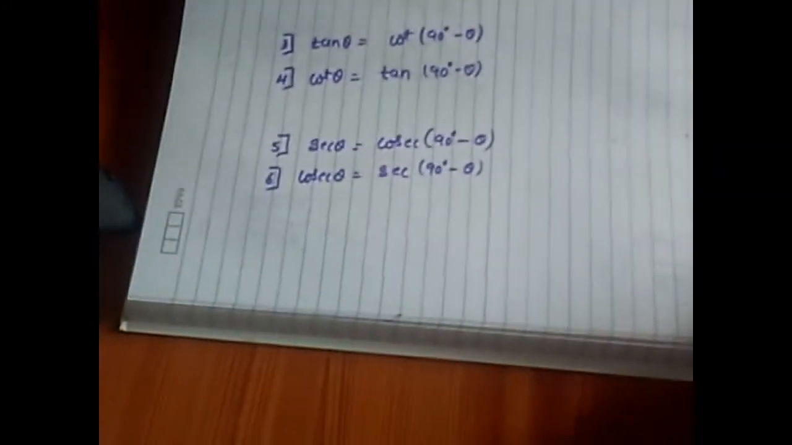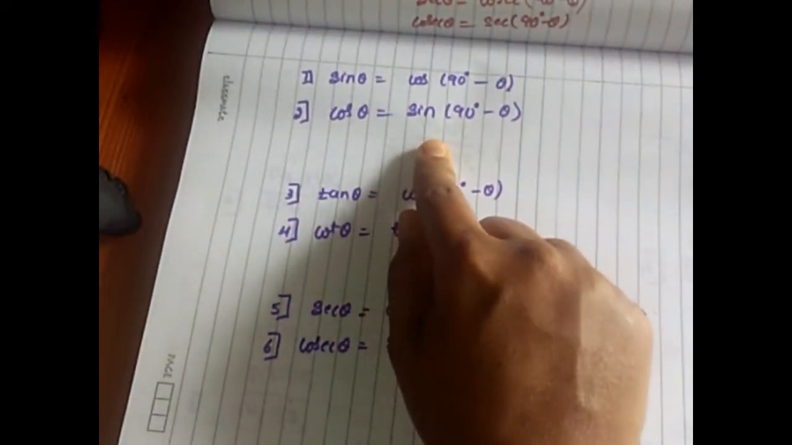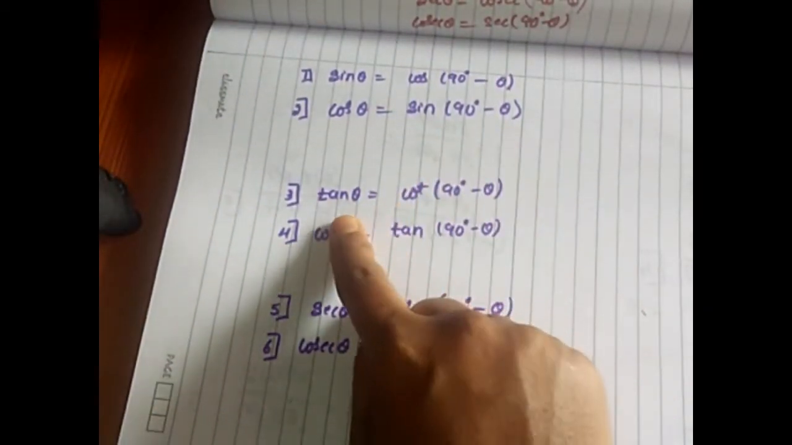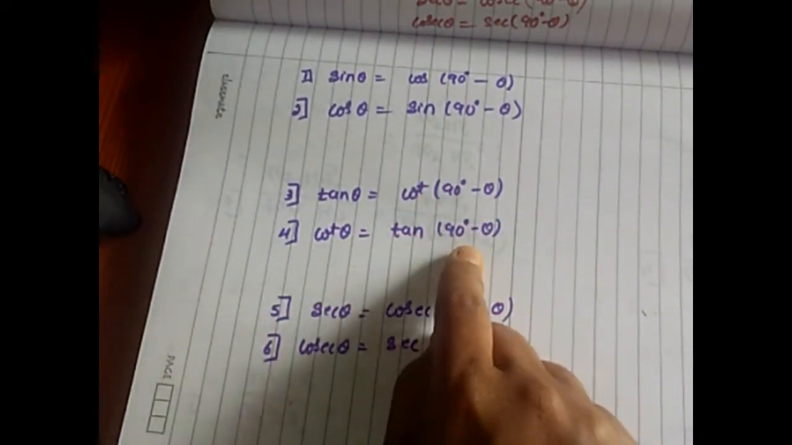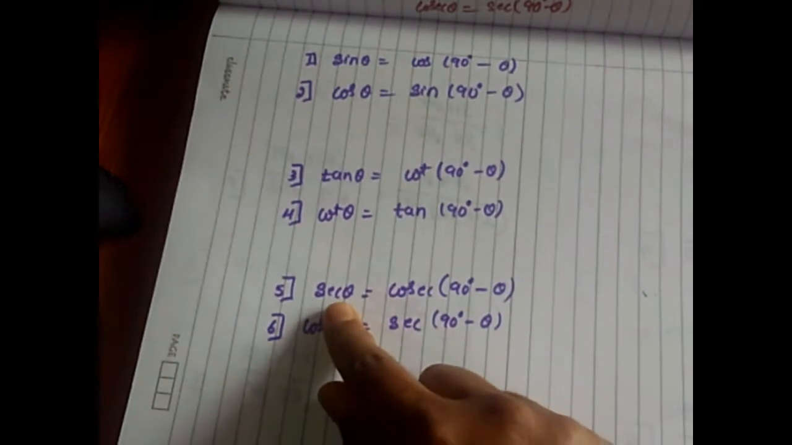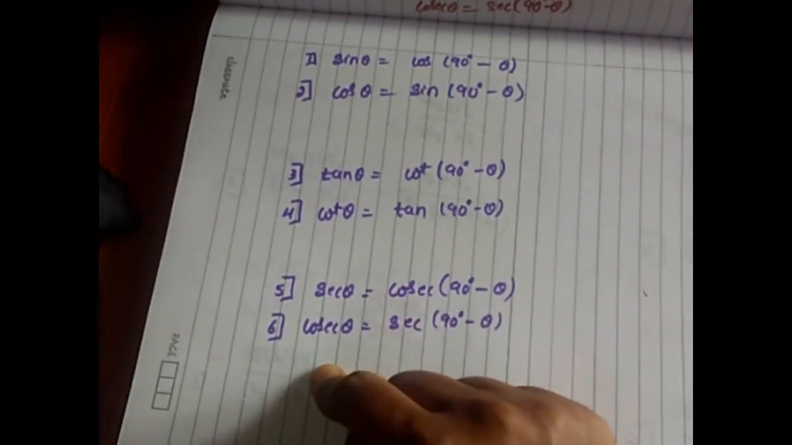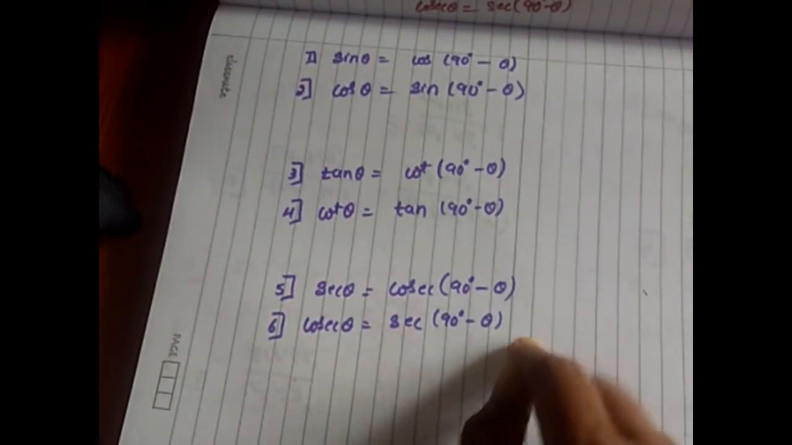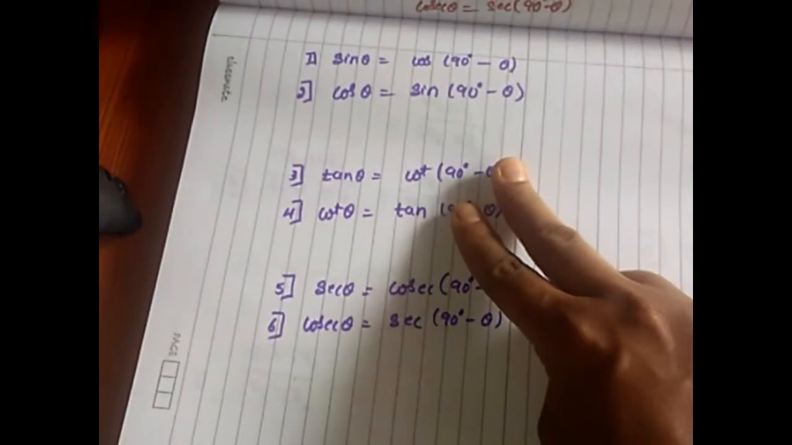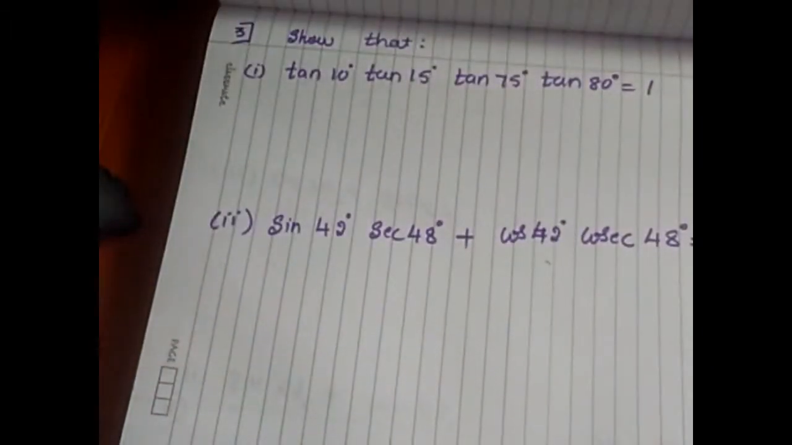Sin theta is equal to cos of 90 minus theta, cos theta is equal to sin of 90 minus theta, tan theta is cot of 90 minus theta, cot theta is tan of 90 minus theta, secant theta is equal to cosecant of 90 minus theta, cosecant theta is equal to secant of 90 minus theta. Sin and cos, tan and cot, secant and cosecant are complements of each other.